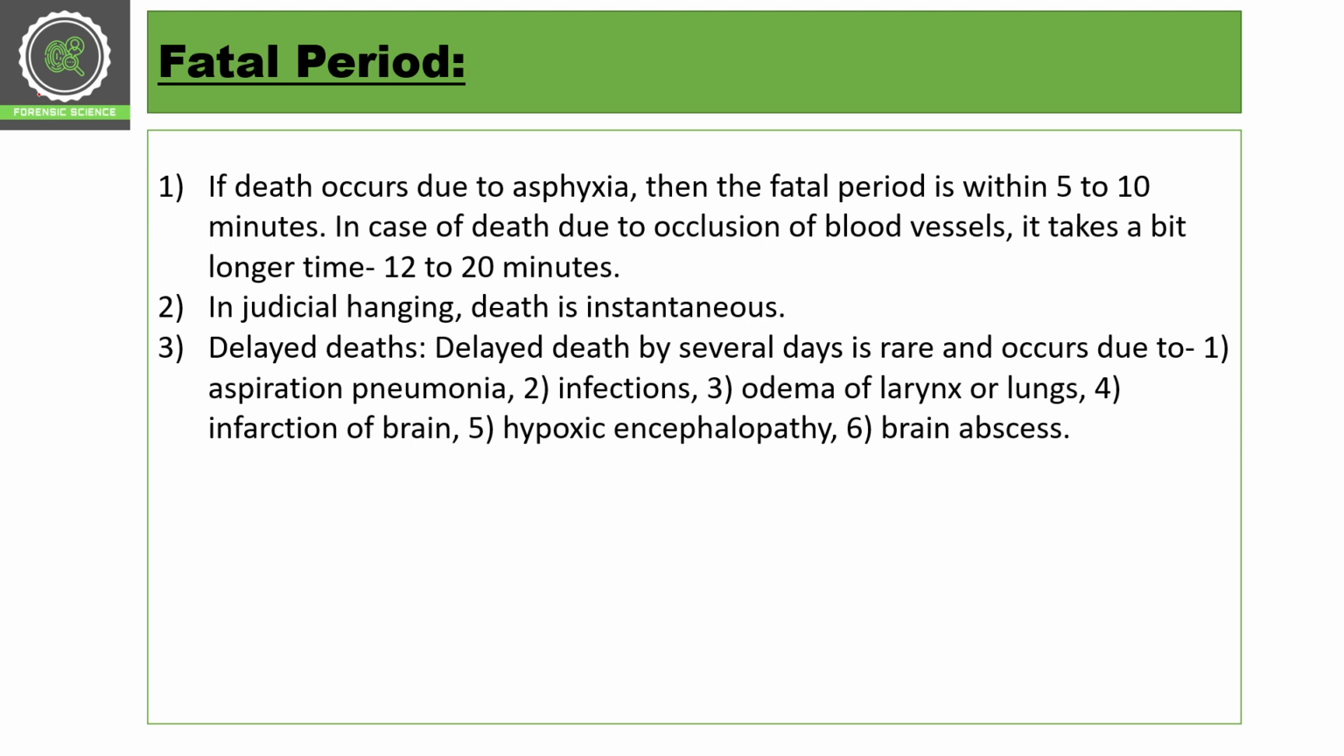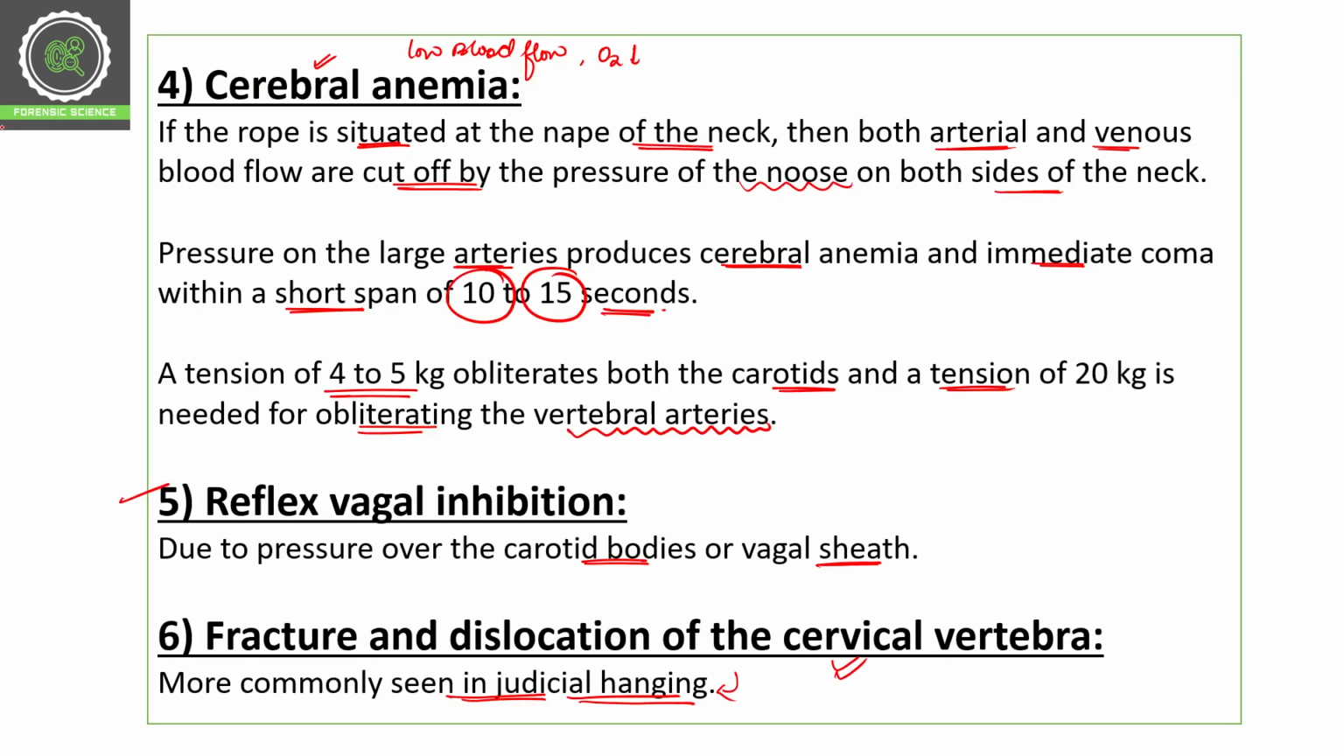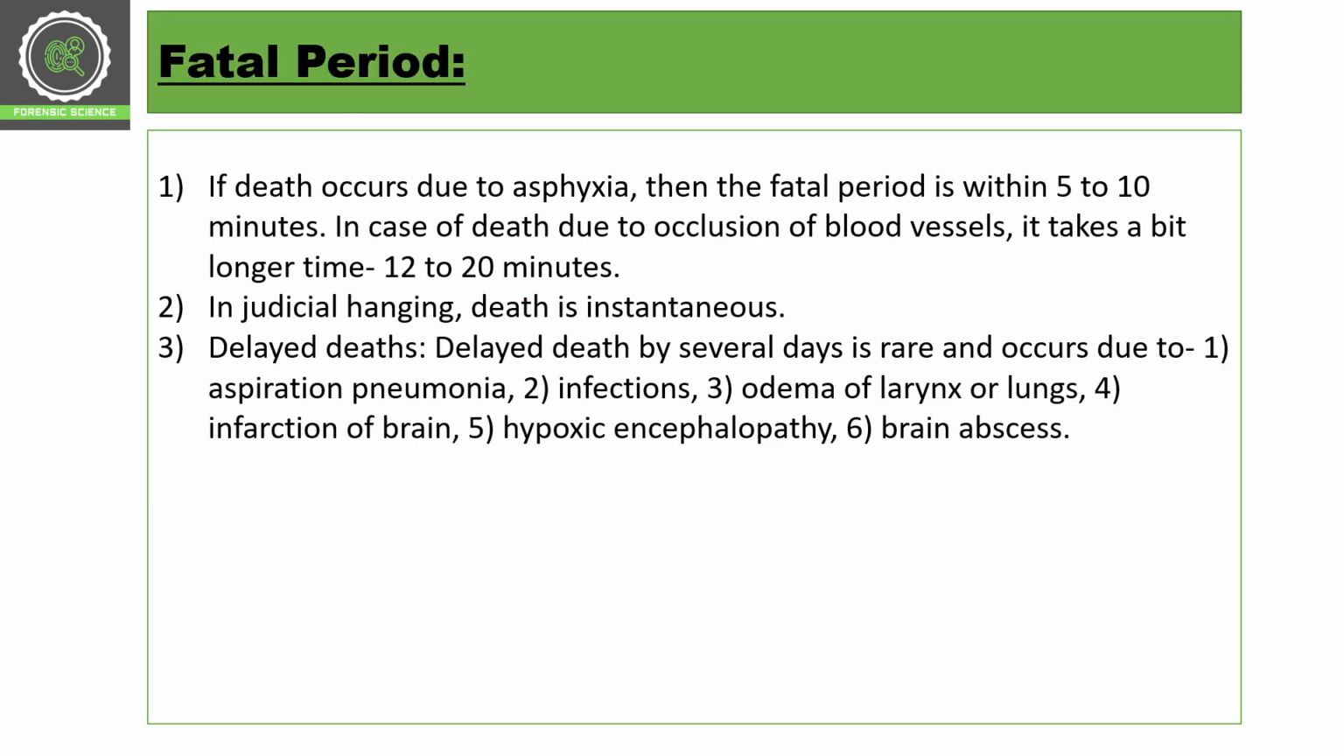Then we have the fatal period. As we have already seen, we need only a few seconds to a few minutes for hanging to achieve death. So the first point in the fatal period is that death occurs due to asphyxia. Then the fatal period is around 5 to 10 minutes. In case of death due to occlusion of blood vessels, it takes a bit longer, like 12 to 20 minutes. Second, in judicial hanging, death is instantaneous. It was really very instant.